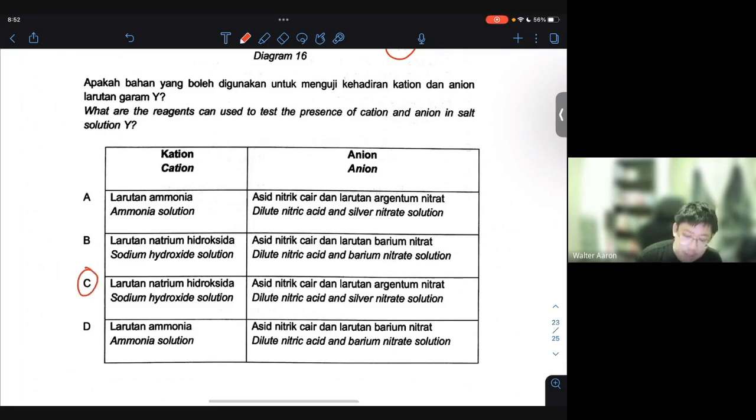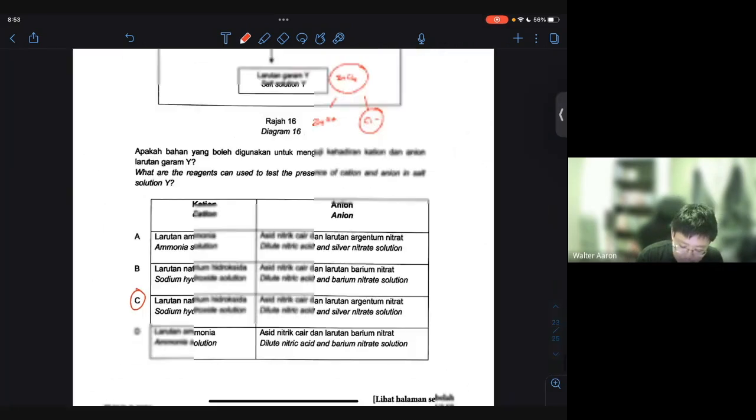Why? Because zinc ions can form precipitate with hydroxide ion that's provided by sodium hydroxide, but it will then dissolve again because it is soluble in excess sodium hydroxide. And then for the anion, silver nitrate, you mix it together with zinc chloride, you'll form silver chloride to give you a white precipitate. So C is the answer.